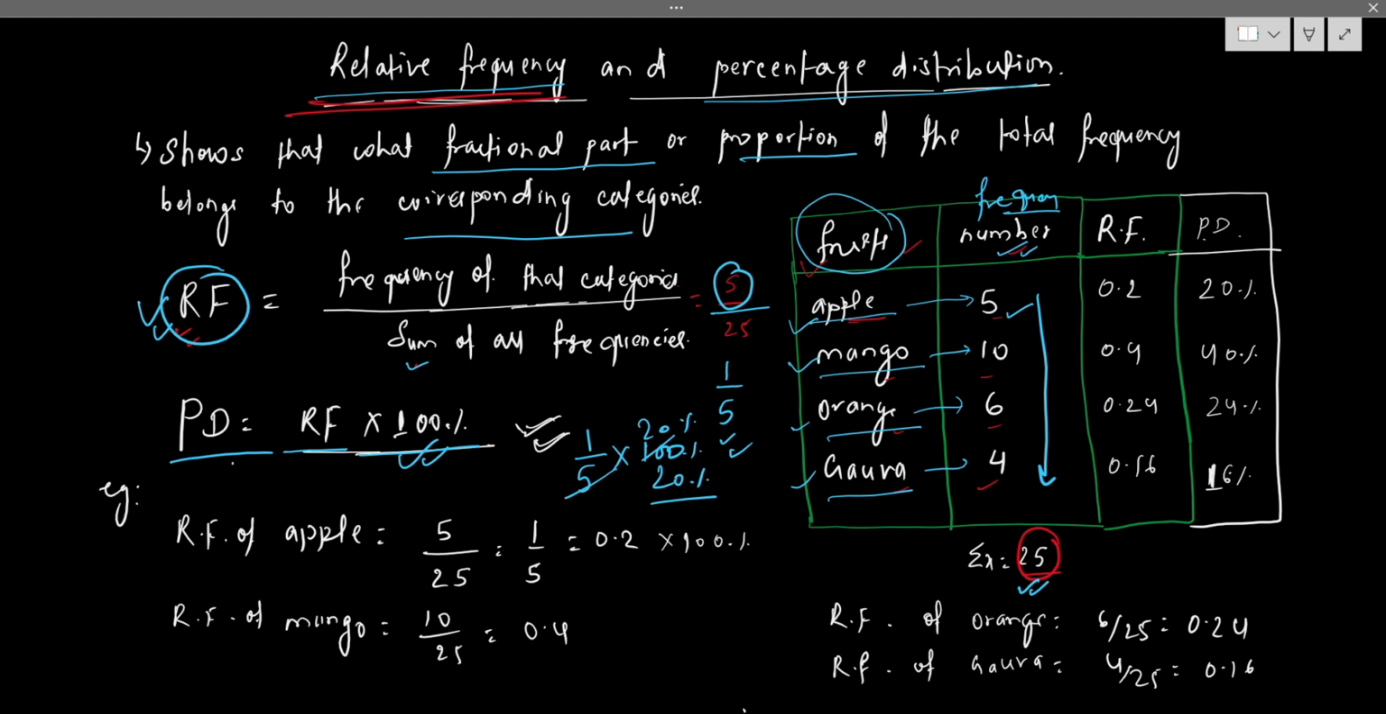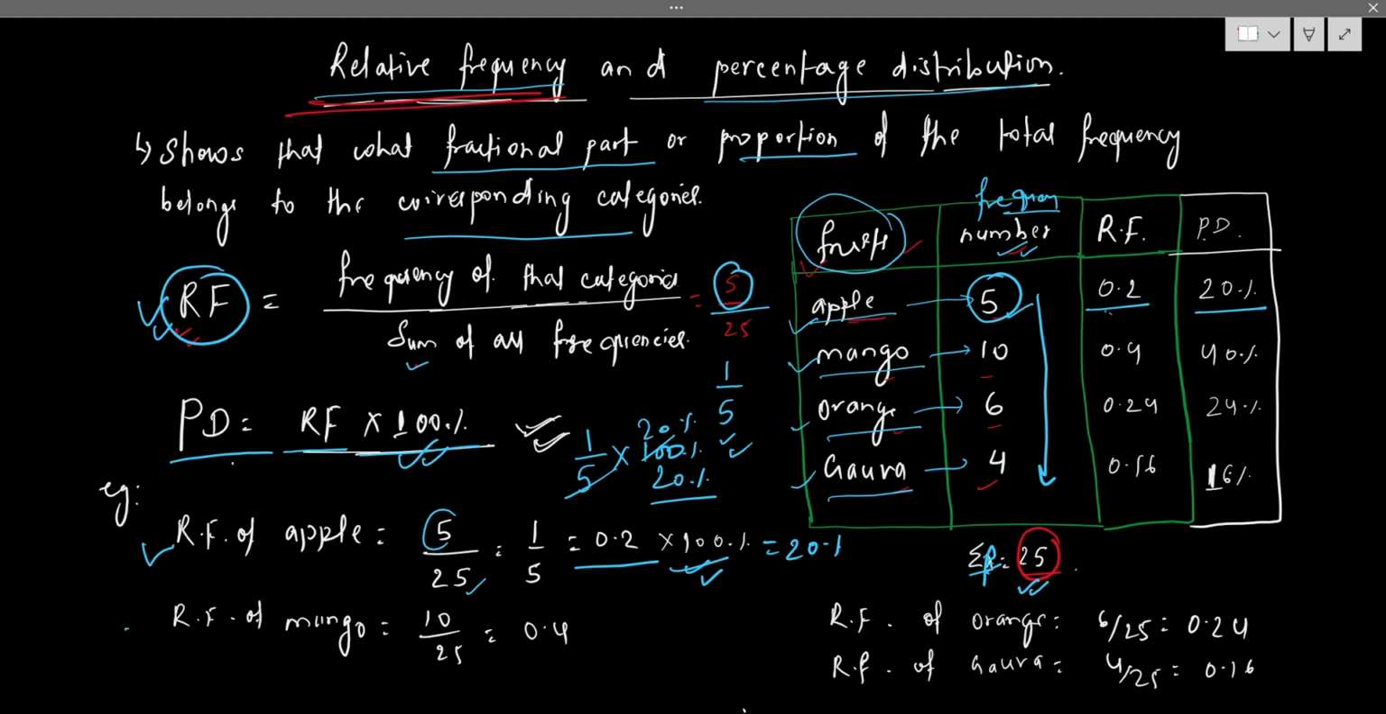For example, if we consider this box, the relative frequency of apple is equal to 5, the number of apples, divided by the whole frequency, the summation sigma f, which is 25. And 5 by 25 is 1 by 5, and in decimal 0.2. If you want to convert it into a percentage, we simply multiply by 100% and we get 20%. So here for apple it is 0.2 and 20% for apples too.